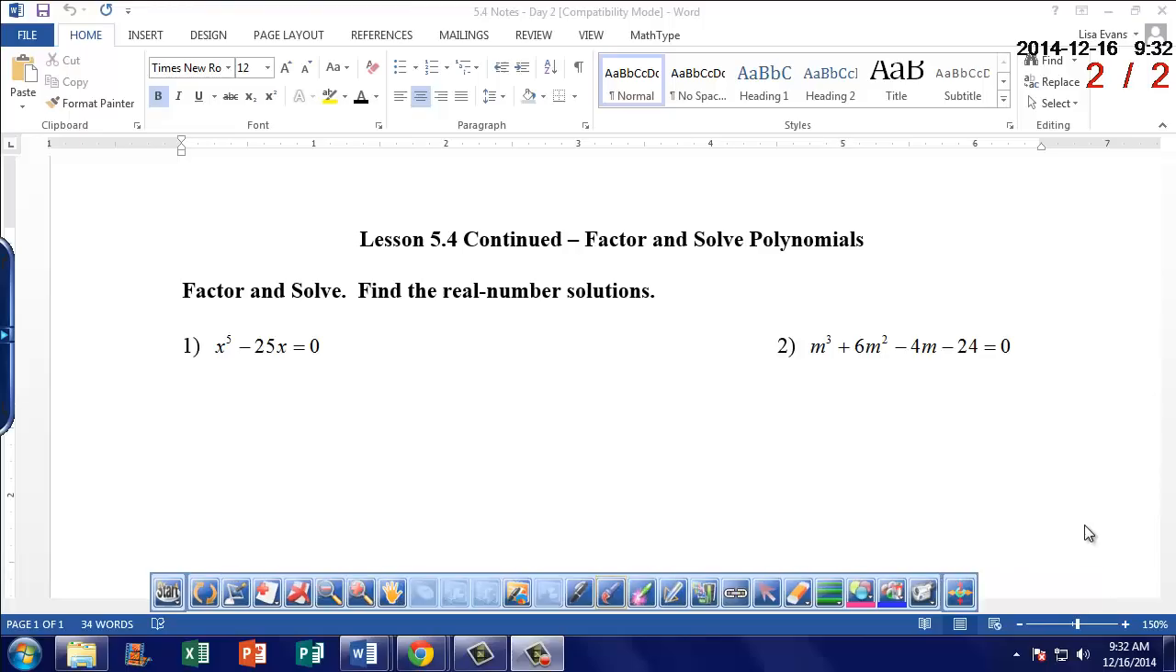Hello, today we're continuing lesson 5.4. We're going to factor and then solve, except the difference from our normal solving is we're going to find the real number solutions. And we'll talk about that when we start solving and get what x actually equals. Okay, so let's go ahead and get started.